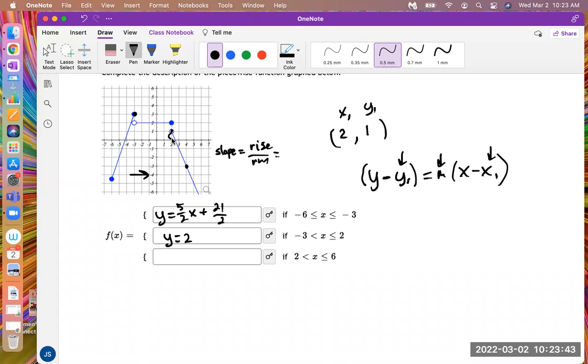So I go 1, 2, 3, 4 spaces down to get to this point. So that's a rise of -4. And then I have to go 1, 2, which is 2 spaces to the right, which is positive. I had to go down and over to the right to get to the second point. So that would give me a slope of -2. Okay, so our slope, m, is -2. I guess the other one was 5/2 or 2.5, so they're similar.